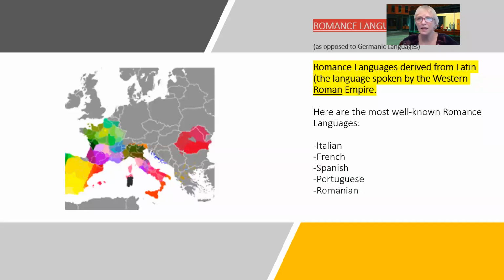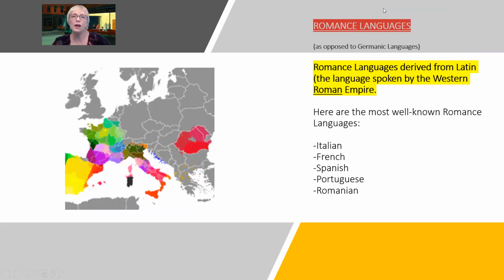All right, last slide. Let me move my face here. Okay, so as opposed to Germanic languages, which English is a Germanic language, we also have in the world Romance languages. And Romance languages came from Latin. And Latin was the language that was spoken by the Western Roman Empire. So now you can see why we use the word romance. You see the word Roman in there? So Romance languages derived from Latin, and Latin is what was spoken in the Roman Empire, Western Roman Empire.